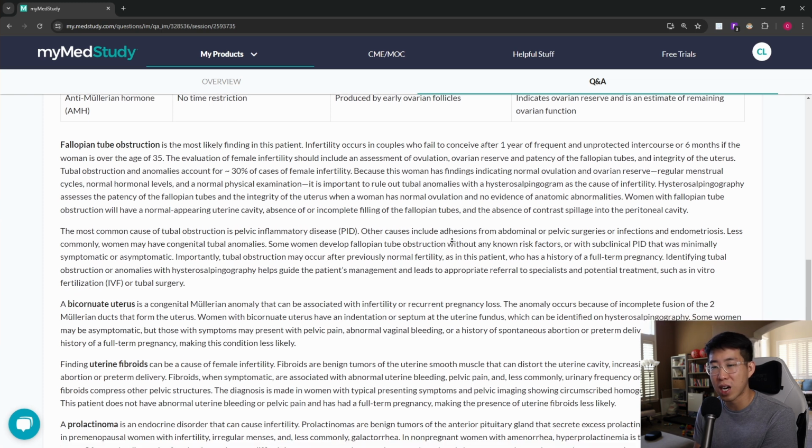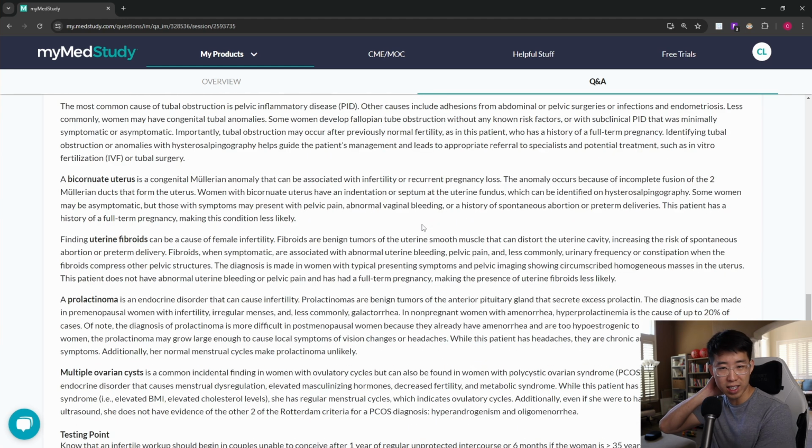Okay, and the most common cause of tubal obstruction is pelvic inflammatory disease. Other people develop it without any known risk factors. All right, so interesting. I did not know that one, and this is a good learning point for me.